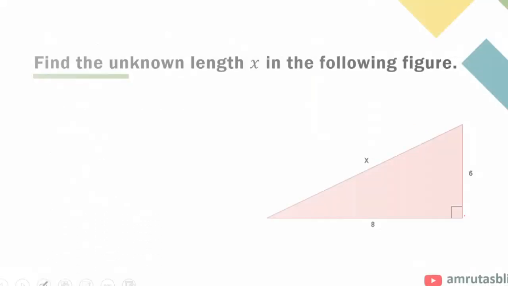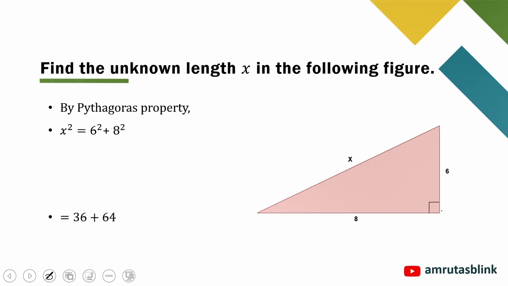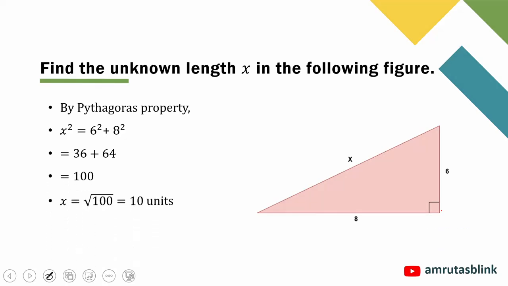Find the unknown length x. Now here also x is a hypotenuse. So by Pythagoras property, x square is equal to 6 square plus 8 square, which is equal to 36 plus 64, which is equal to 100. Hence x is equal to square root of 100, which is equal to 10 units.